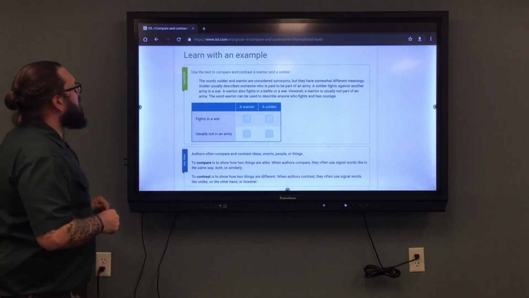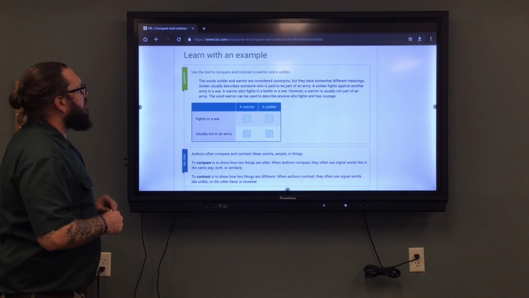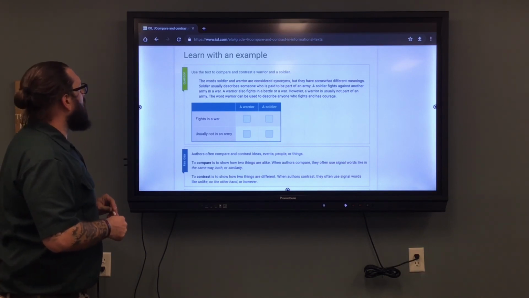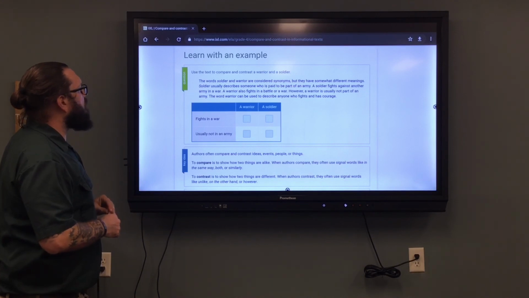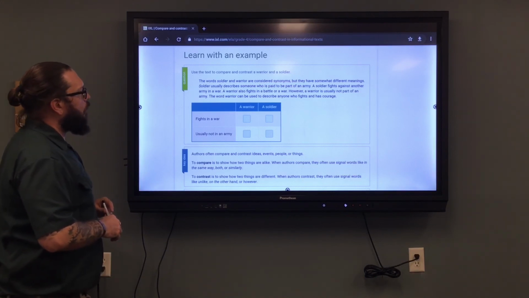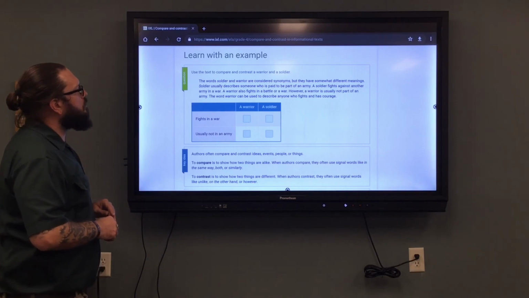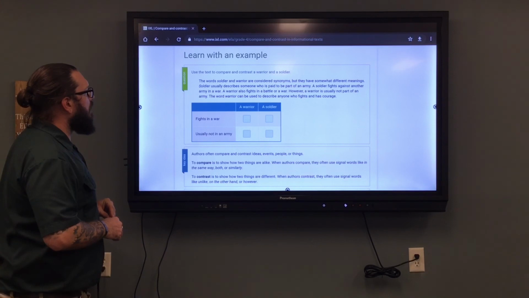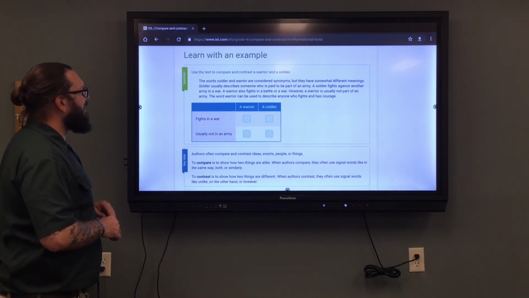The words soldier and warrior are considered synonyms, but they have somewhat different meanings. Soldier usually describes someone who is paid to be part of an army. A soldier fights against another army in a war. A warrior also fights in a battle or war. However, a warrior is usually not part of an army. The word warrior can be used to describe anyone who fights and has courage.